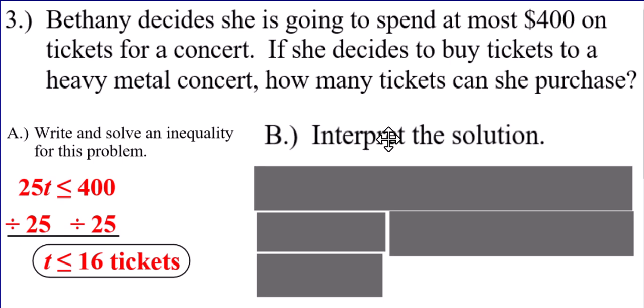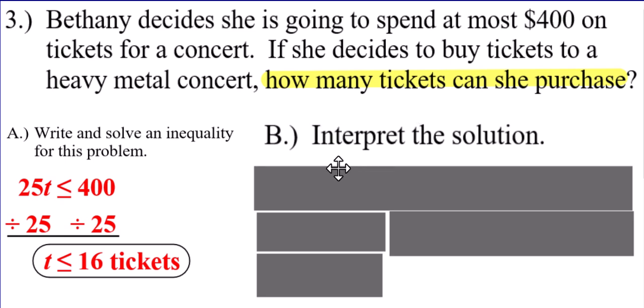Part B, we need to interpret this solution. Now, if you already messed up part A and needed to fix it, then you might need to hit pause again and fix your part B if needed. Okay, here we go. I want to start my sentence using the words that the variable represents. The variable represented the number of tickets that Bethany, that's who the she was, can purchase. Now, I don't want to word this in the form of a question, so I'm not going to say how many tickets can she purchase.